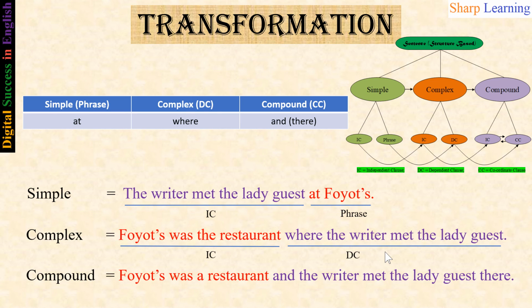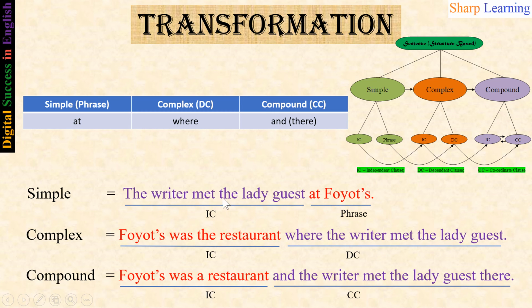Then compound sentence, Fayot's was a restaurant and the writer met the lady guest there. See, one thing is very important here. Fayot's was a restaurant, not the restaurant. In complex sentence, we have used definite article the. But in compound sentence, for making IC, we have used indefinite article a instead of the. Fayot's was a restaurant and the writer met the lady guest there. This there is sometimes used, sometimes it can be omitted.